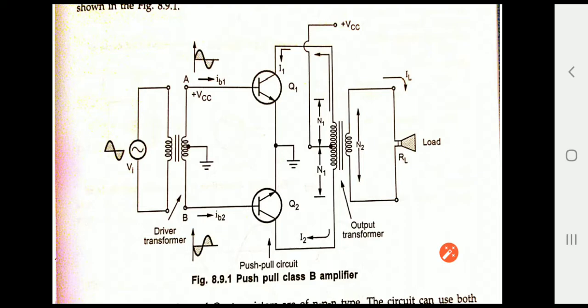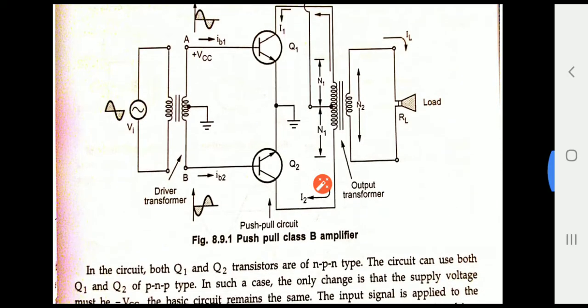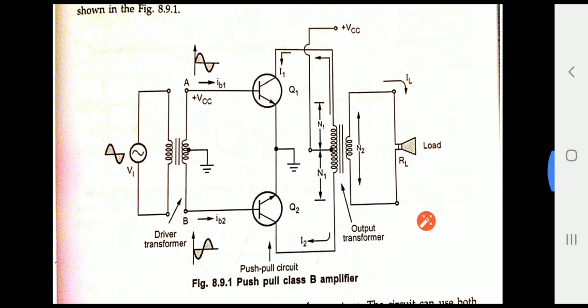Now here the collector terminals of Q1 and Q2 are connected to the plus VCC voltage using primary turns of output transformer divided as N1 here. So this is important. This is the upper part of the primary winding. This is the lower part of the primary winding of output transformer, which is named as N1. Then the emitter terminals are shorted here and connected to ground. So this is a center tap transformer which we are using now. Now we will start with the operation using the circuit.